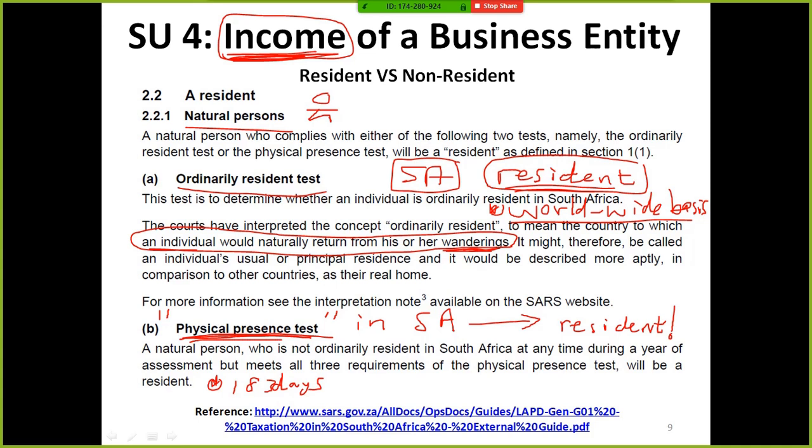If you are in the country for too long, you are then going to be classified under the physical presence test as a deemed resident of the country, and therefore you would have to pay tax on your worldwide income. That's quite a common thing to see in other countries as well in terms of legislation.